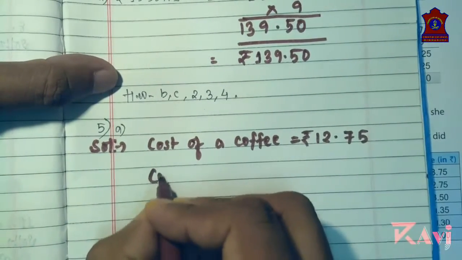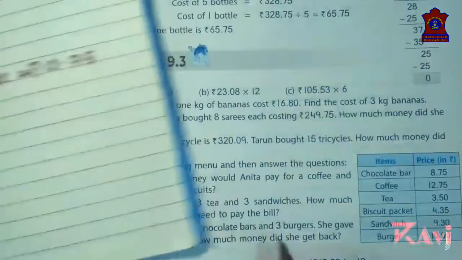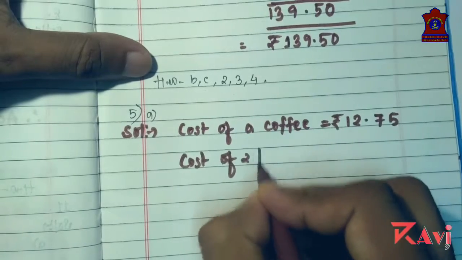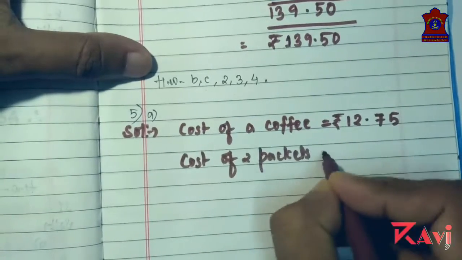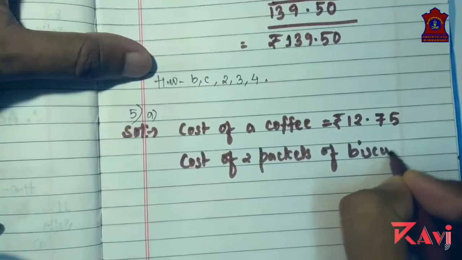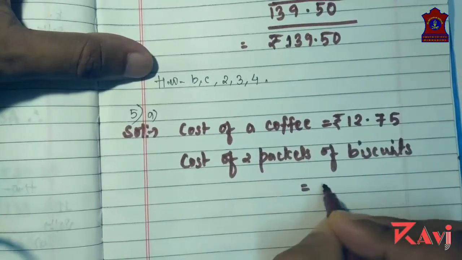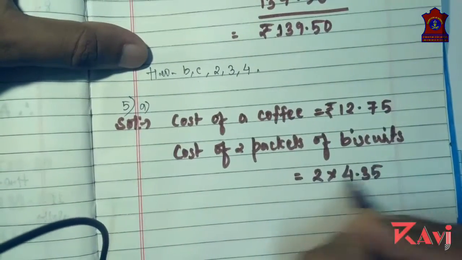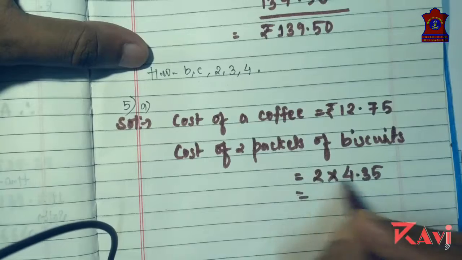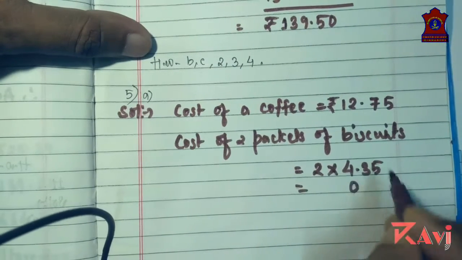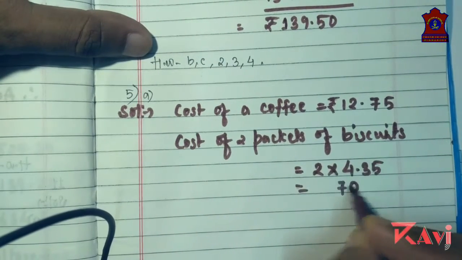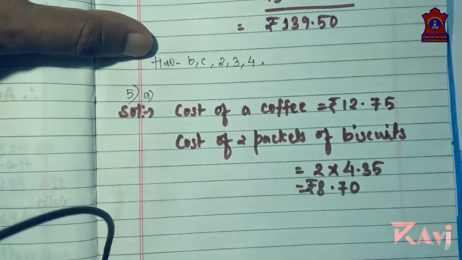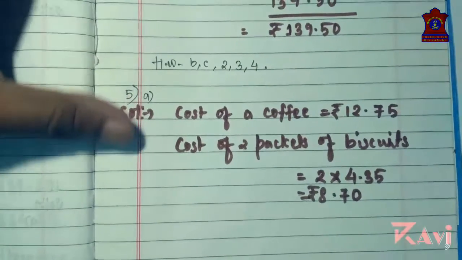Now, cost of 2 packets of biscuits equals 2 into how much? 4.35. 2 into 4.35, you can multiply simply here. 2 5s are 10, put 0, 1 goes here, 2 3s are 6, 1, 7, put the decimal, 2 4s are 8. So rupees 8.70.